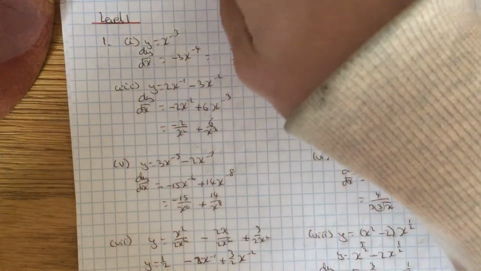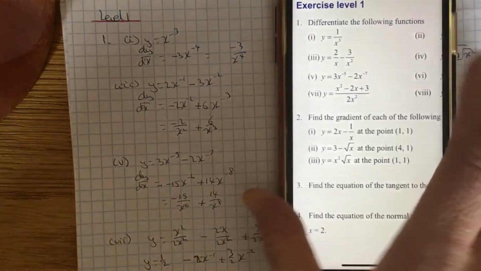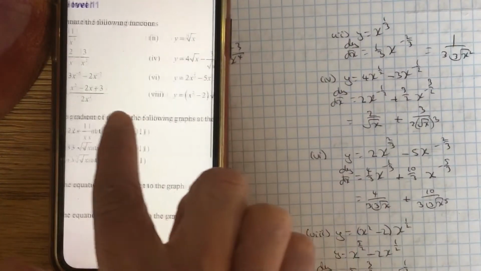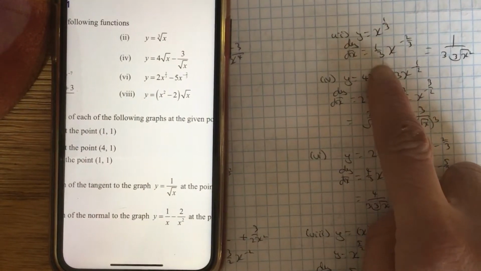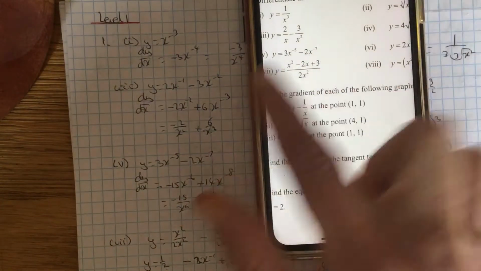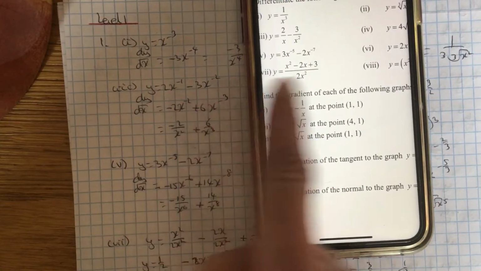Okay, so let me talk you through the level 1 exercise here. For the first one, bring that x up as x to the minus 3, then differentiate it. The second one, write that as x to the third, and then differentiate it, and take 1 off. The next one, bring that x up as x to the minus 1, and bring that x up as x to the minus 2, and then differentiate it.